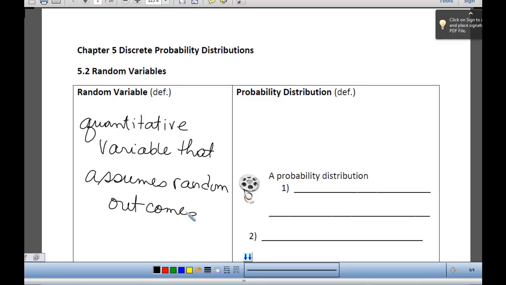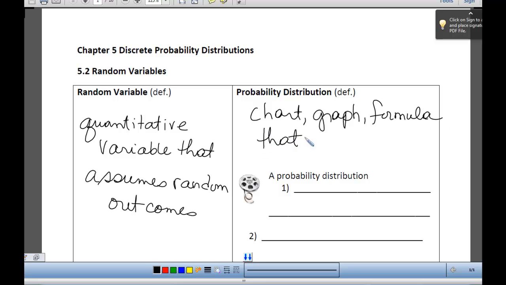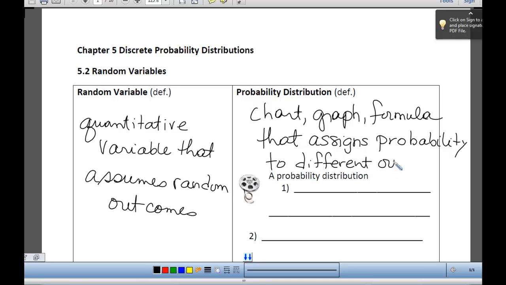The probability distribution could be a chart, it could be a graph. We're going to see that it could be a formula that basically assigns probability to different outcomes. And it's calculated, not just some random assignment.